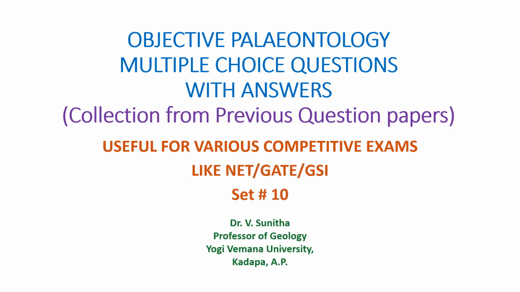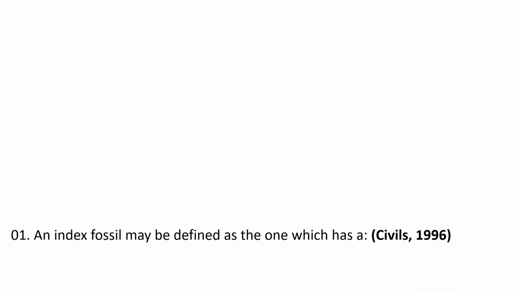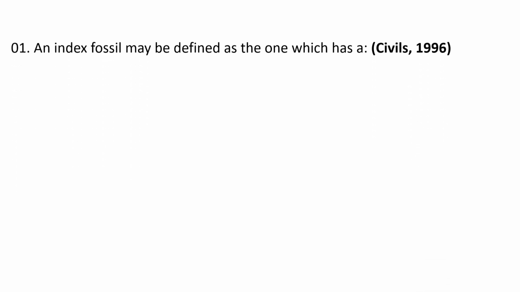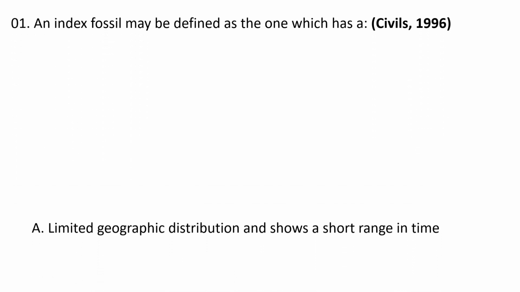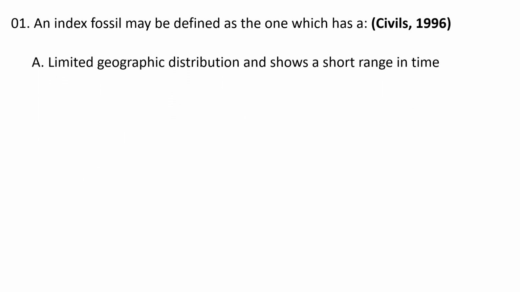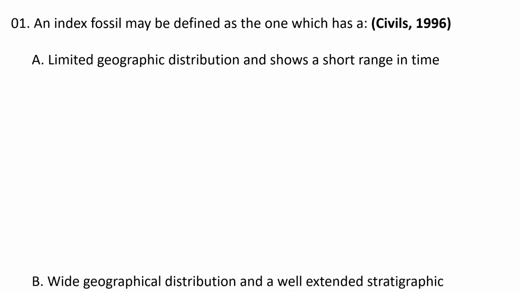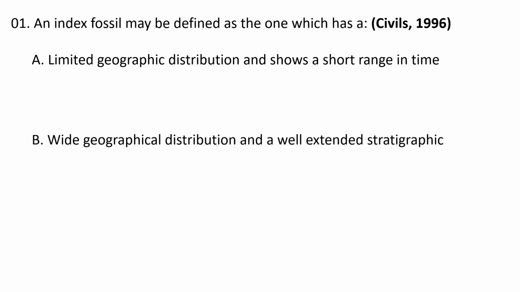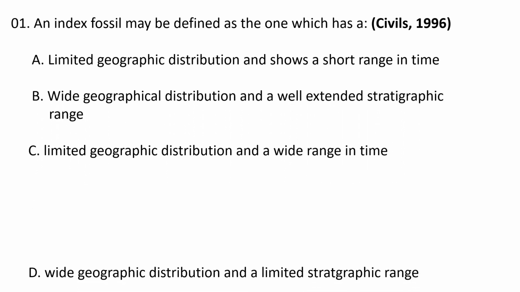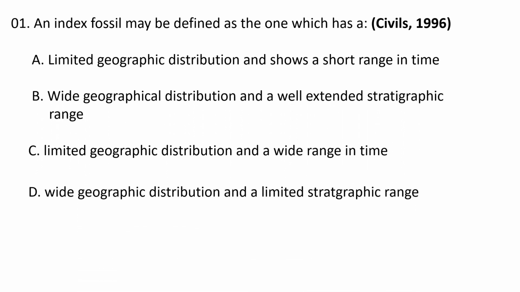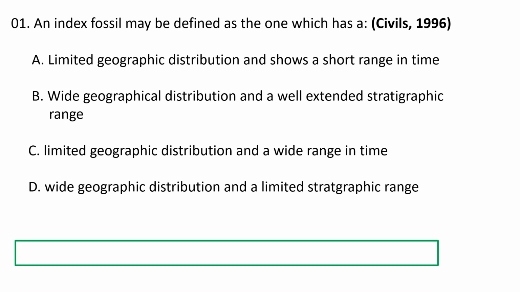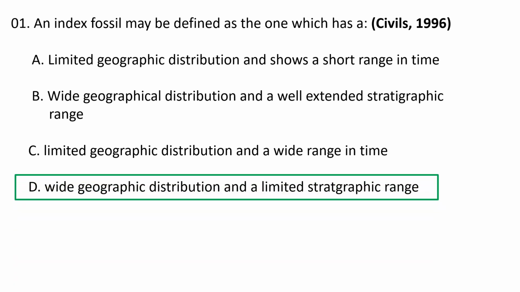Welcome to set 10. First question, an index fossil may be defined as the one which has A. a limited geographic distribution and shows a short range in time. B. Wide geographic distribution and a well extended stratigraphic range. C. Limited geographic distribution and a wide range in time. D. Wide geographic distribution and a limited stratigraphic range.